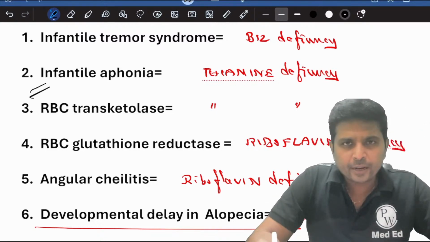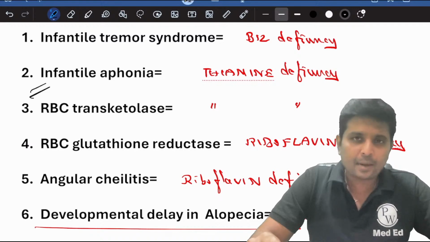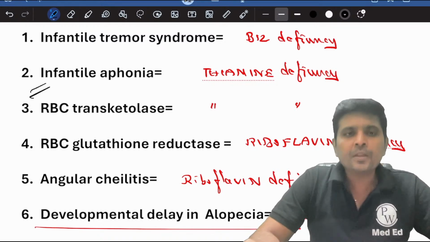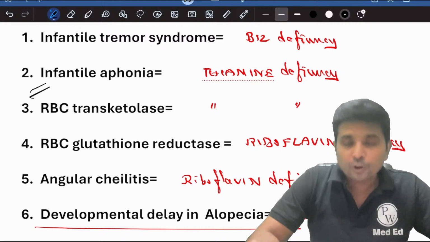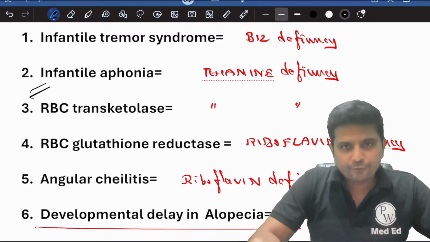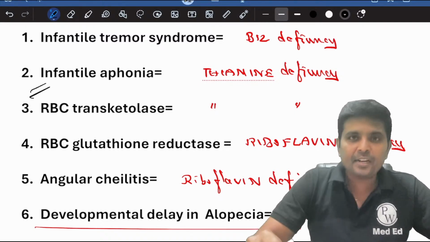Infantile hypotonia, aphonia. Remember, when someone is asking about thiamine deficiency, you must be speaking about congestive cardiac failure, which is called wet beriberi, and peripheral neuritis, which occurs as a result of thiamine deficiency. It is called dry beriberi. But in pediatrics, one more manifestation of thiamine deficiency is infantile aphonia.